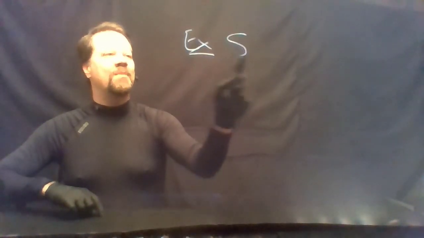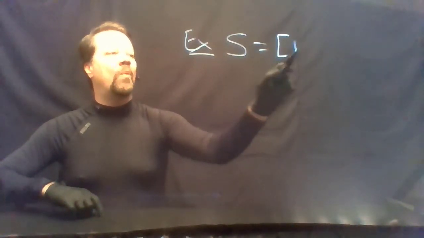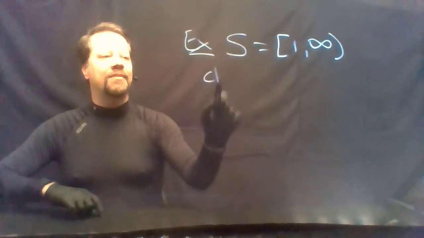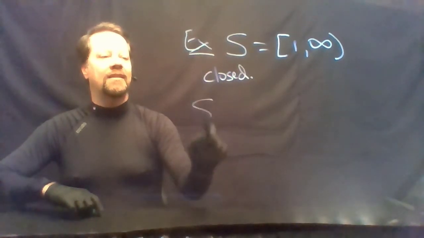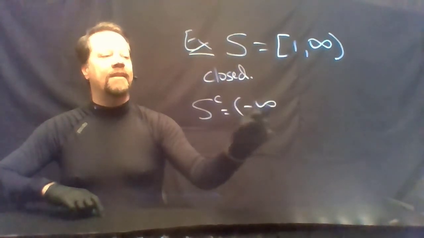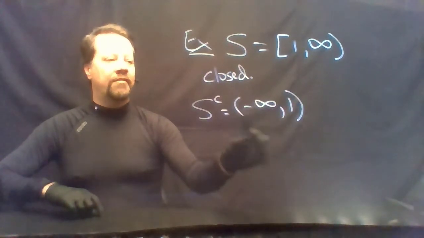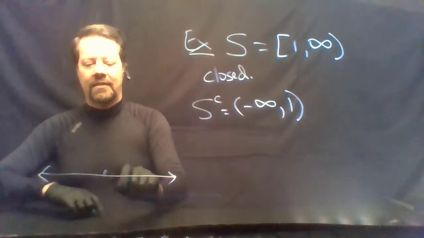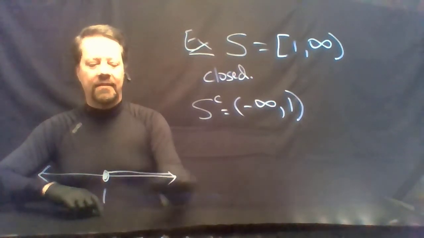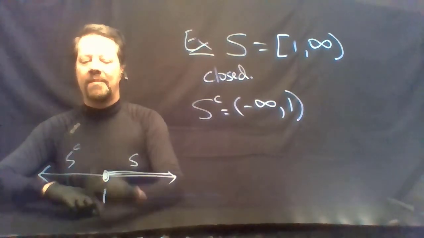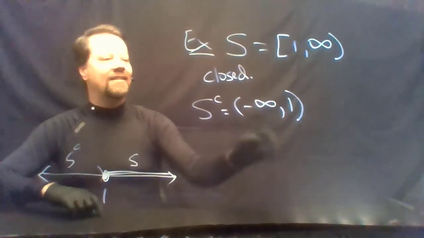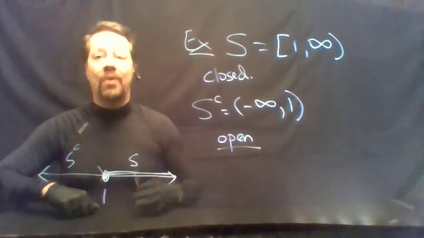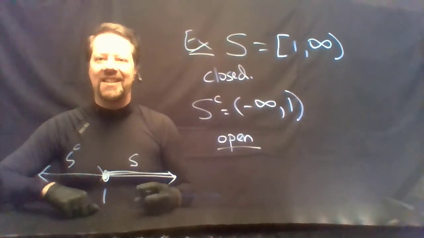For example, suppose S is the interval from 1 to infinity. This set is closed. S complement is everything else, from minus infinity to 1. So S is here. S complement is everything else from minus infinity up to 1. And this is open. Every point is an interior point.